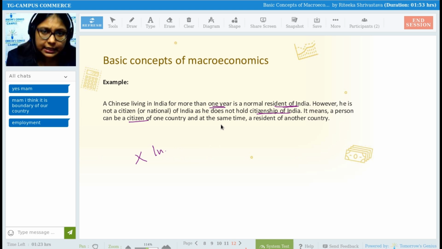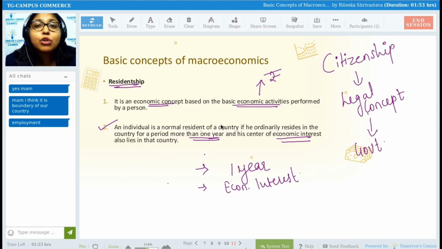But can he be called a resident of the country? Yes, definitely he can be called a resident of the country because he is satisfying both the conditions of residentship. That is, first, he has lived in India for more than a year, as well as his economic interest is completely lying in our country.